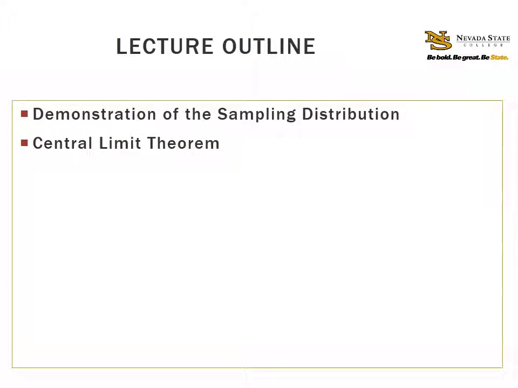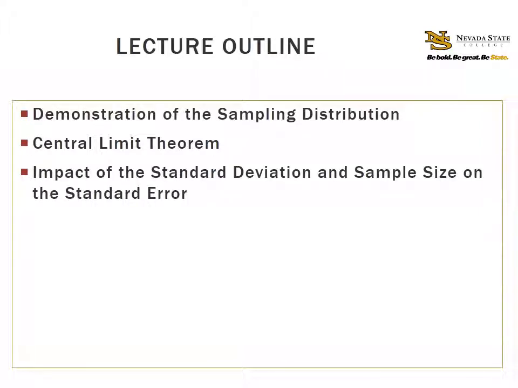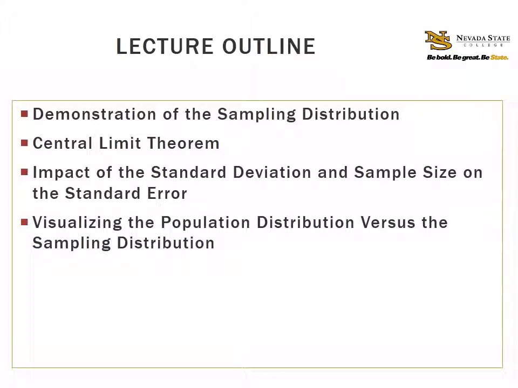Then I'm going to go into the three tenets of the central limit theorem that give us some rules about that distribution that prevents us from having to do the thing that I'm going to demonstrate when I'm demonstrating the sampling distribution. Then we're going to look at the impact of the standard deviation and sample size on the standard error. Basically, the more spread out your original scores are and the smaller your sample size, the more error you're going to expect. But we'll get into the nitty-gritty of that in a little bit.